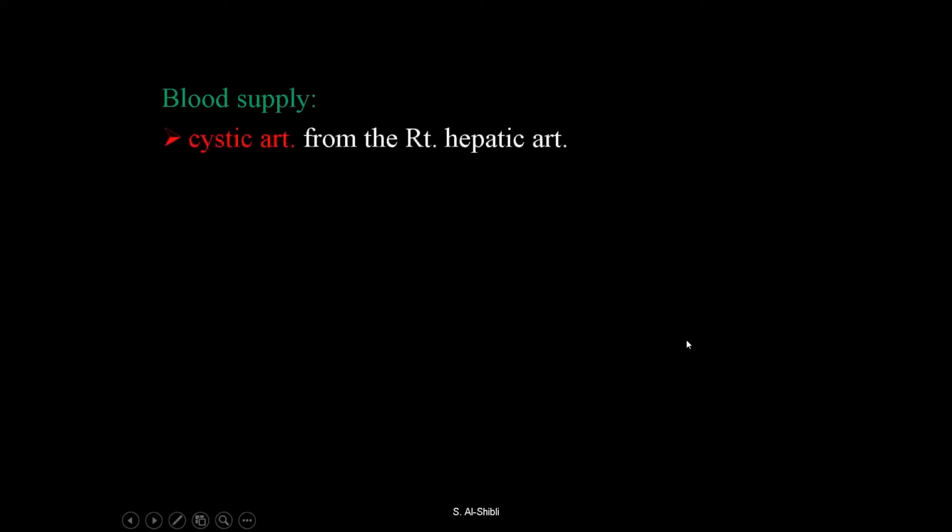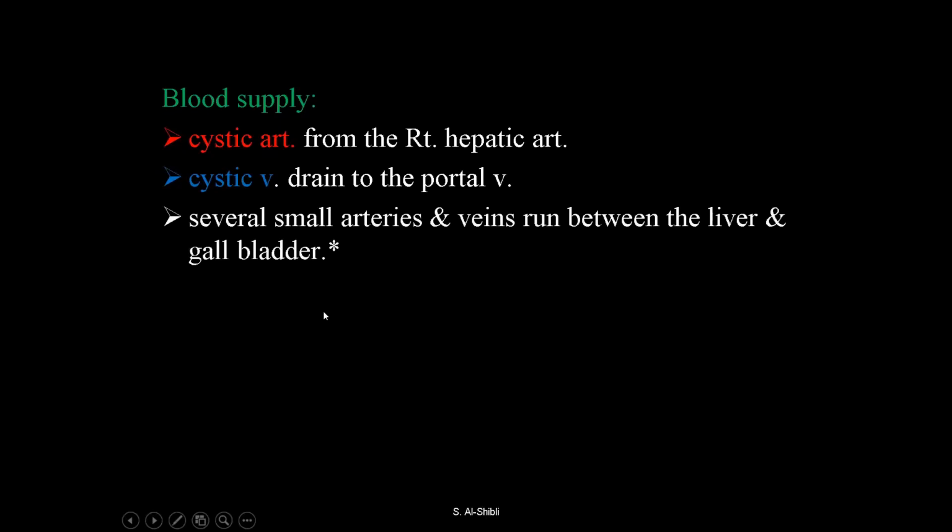The blood supply: usually the main blood supply comes from the cystic artery, which comes from the right hepatic artery. The right hepatic comes from the common hepatic, which is a branch of the celiac trunk, and the cystic vein drains to the portal vein. But this is not enough. Actually, there is, of course, you have done maybe, or you have seen many gallbladder cholecystectomies.